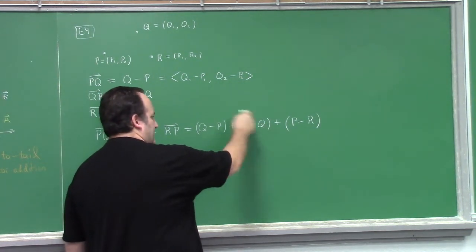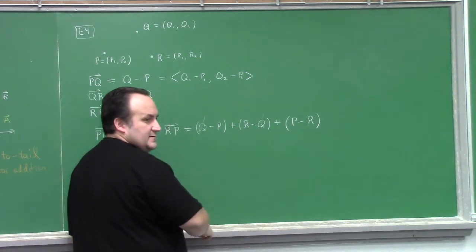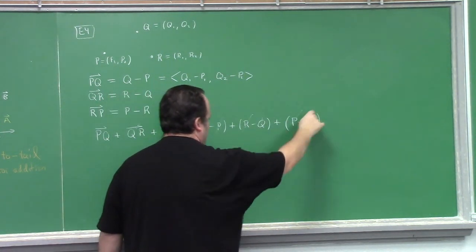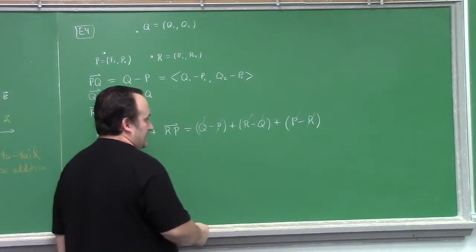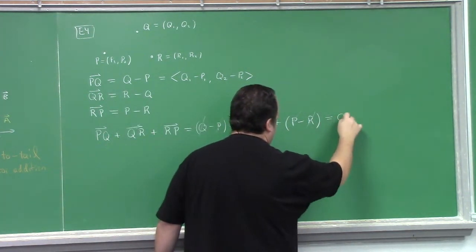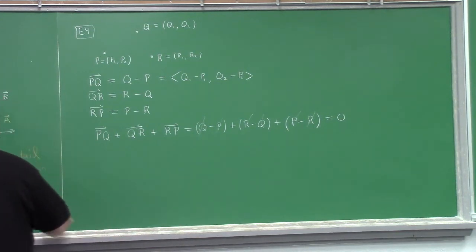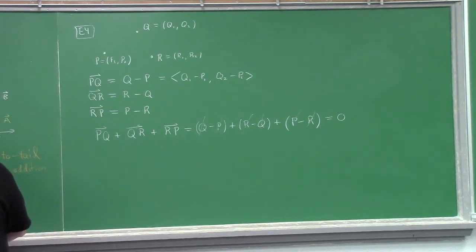see what happens? Q and minus Q cancel, P and P cancel, R and R cancel, and we get 0. And why is that completely unsurprising? Well, let's think about the tip-to-tail addition.